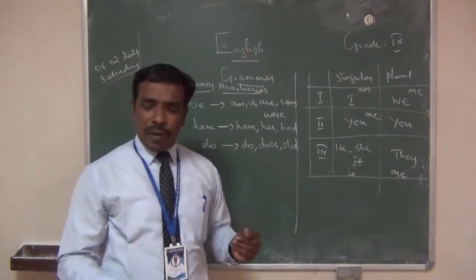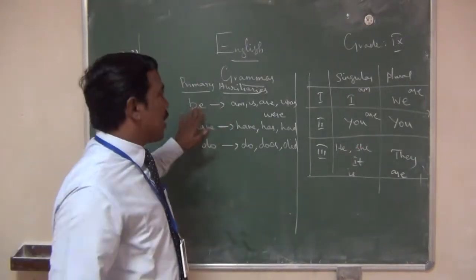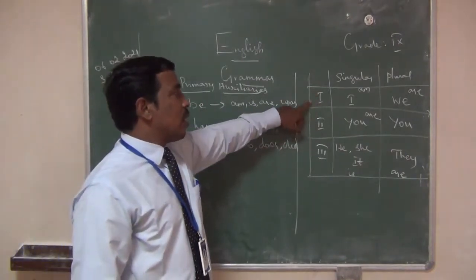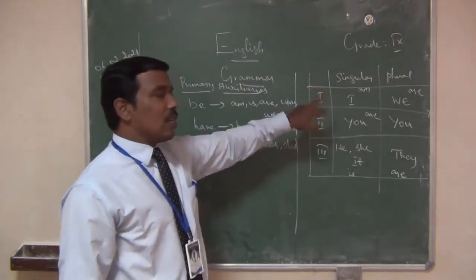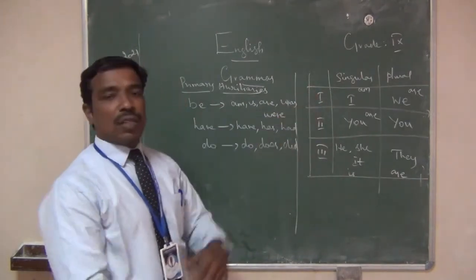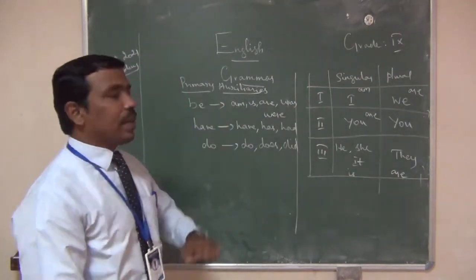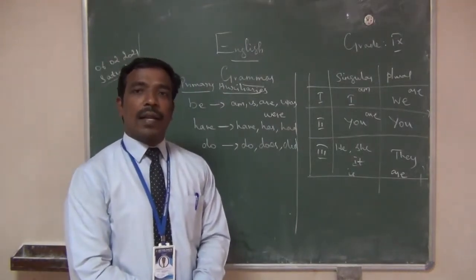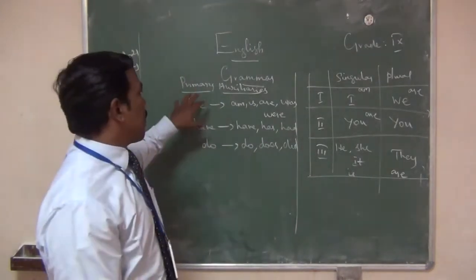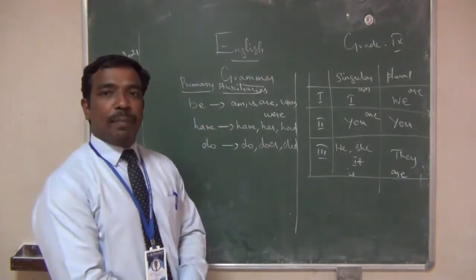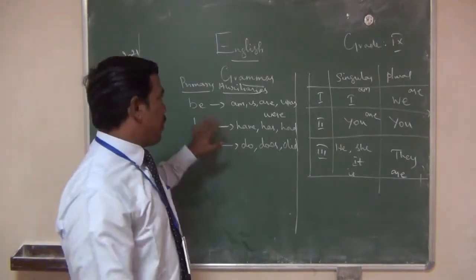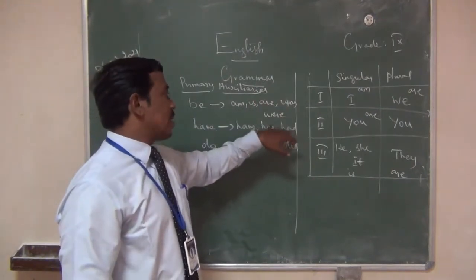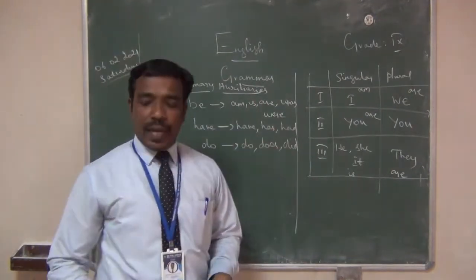You all know very well. If you want, take it as notes. Persons and numbers: first person singular, first person plural, second person singular, second person plural, third person singular, third person plural. Helping verbs are divided into two, primary auxiliaries and modal auxiliaries. Primary auxiliaries are divided into three: be form, have form and do form. Be form means am, is, are, was, were. Have form means have, has, had. Do form means do, does, did.